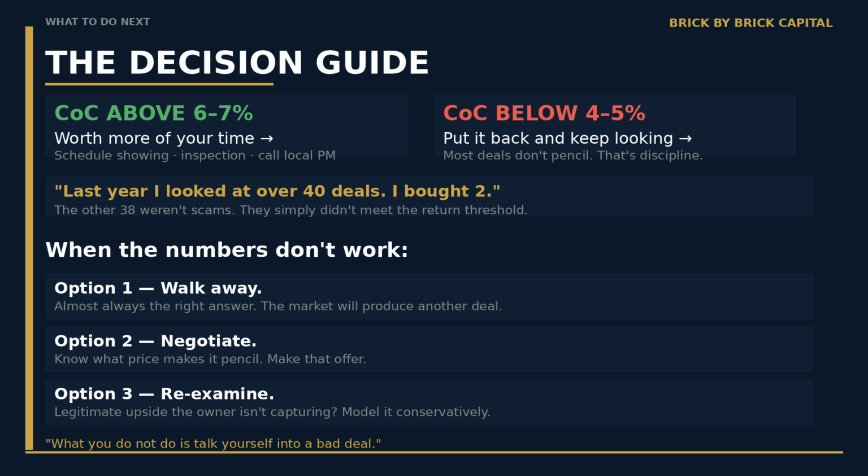Option 2, negotiate. If you understand the deal well enough to know what price makes it pencil, you can make an offer at that number. Some sellers will take it, most won't. But the ones who do are usually motivated, and motivated sellers make for good deals.